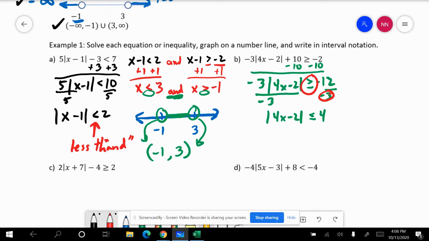Now I'm going to write the two inequalities. The first one is 4x minus 2 is less than or equal to 4. The other one is 4x minus 2 is greater than or equal to -4. Now we have to decide if this is an and or an or. We read it. This is less than. So we know it's an and statement.